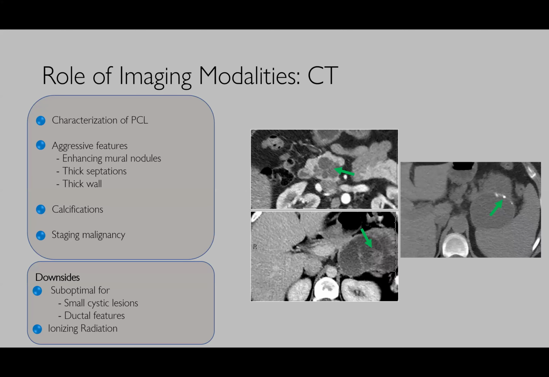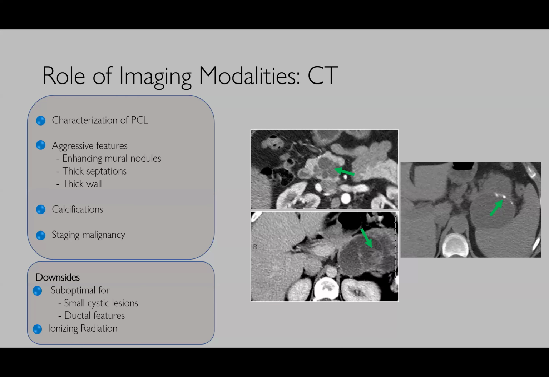Among the different imaging modalities, the most commonly used imaging modality worldwide probably is CT scan. It's excellent at detecting these lesions, characterizing, making a diagnosis as to what kind of lesion this is. It's also great to identify aggressive features such as enhancing mural nodules, thick septations, or a thick wall. And it is the best imaging modality to identify presence of any calcifications in these cystic lesions. And when you do have a malignancy associated with the cystic lesion, this is the best imaging modality currently to stage the malignancy.